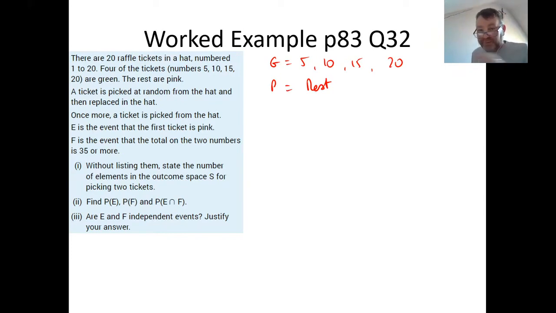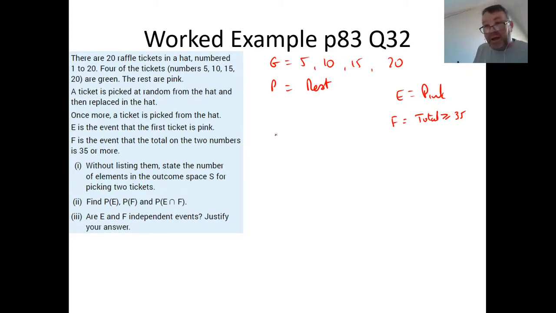The denominator that will make up our probability fraction will remain the same. Once more, then, a ticket is picked from the hat. E is the event that the first ticket is pink, so E equals pink. And F is the event that the total on the two numbers is 35 or more, so F is the event that the total is greater than or equal to 35. Okay, number 1. Without listing them, state the number of elements in the outcome space S for picking 2 tickets.